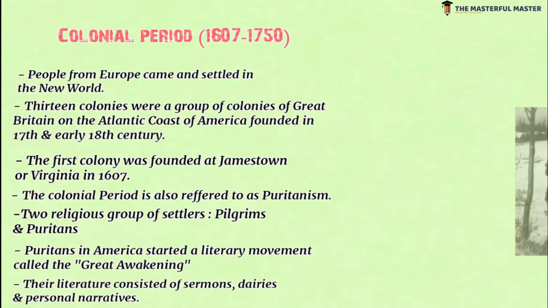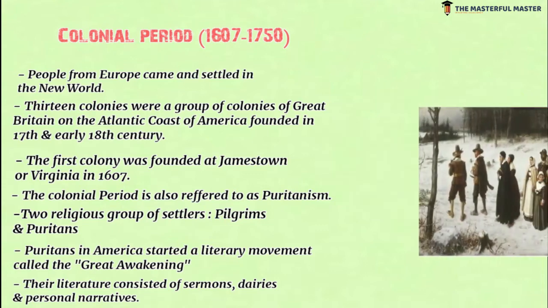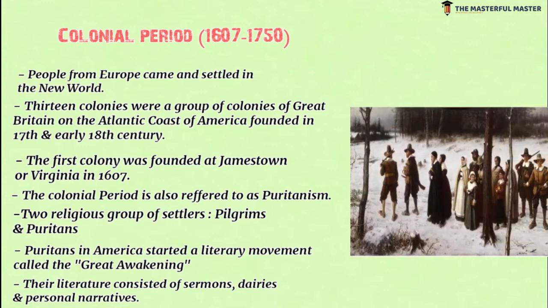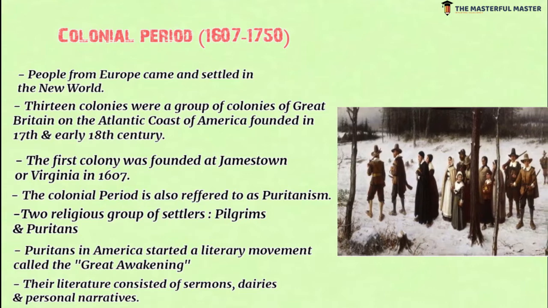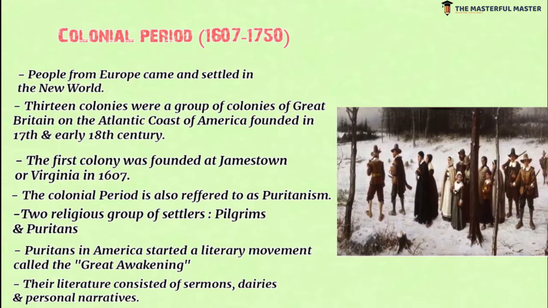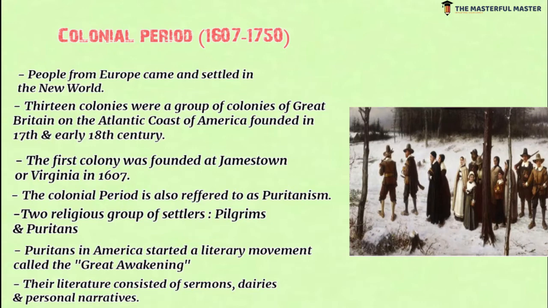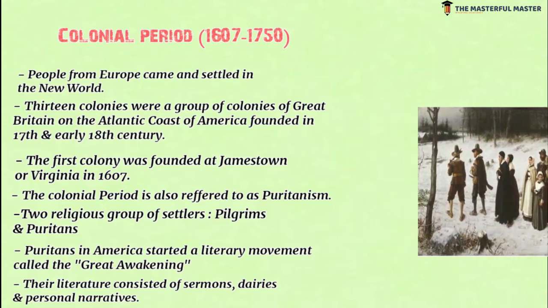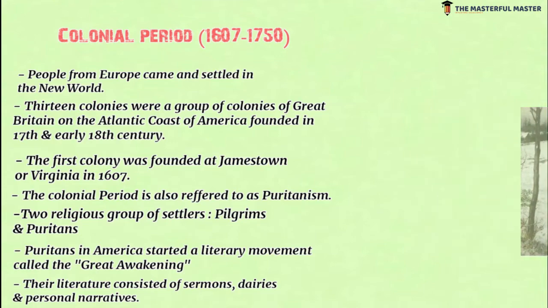Many of the people who settled in the New World came to escape religious persecution. The colonial period is also referred to as Puritanism. Pilgrims and Puritans are the two different religious groups of settlers that came to America. The Puritans in America started a literary movement called the Great Awakening. This is a period when a lot of religious literature was produced by the Puritans. Their literature consisted of sermons, diaries, and personal narratives.